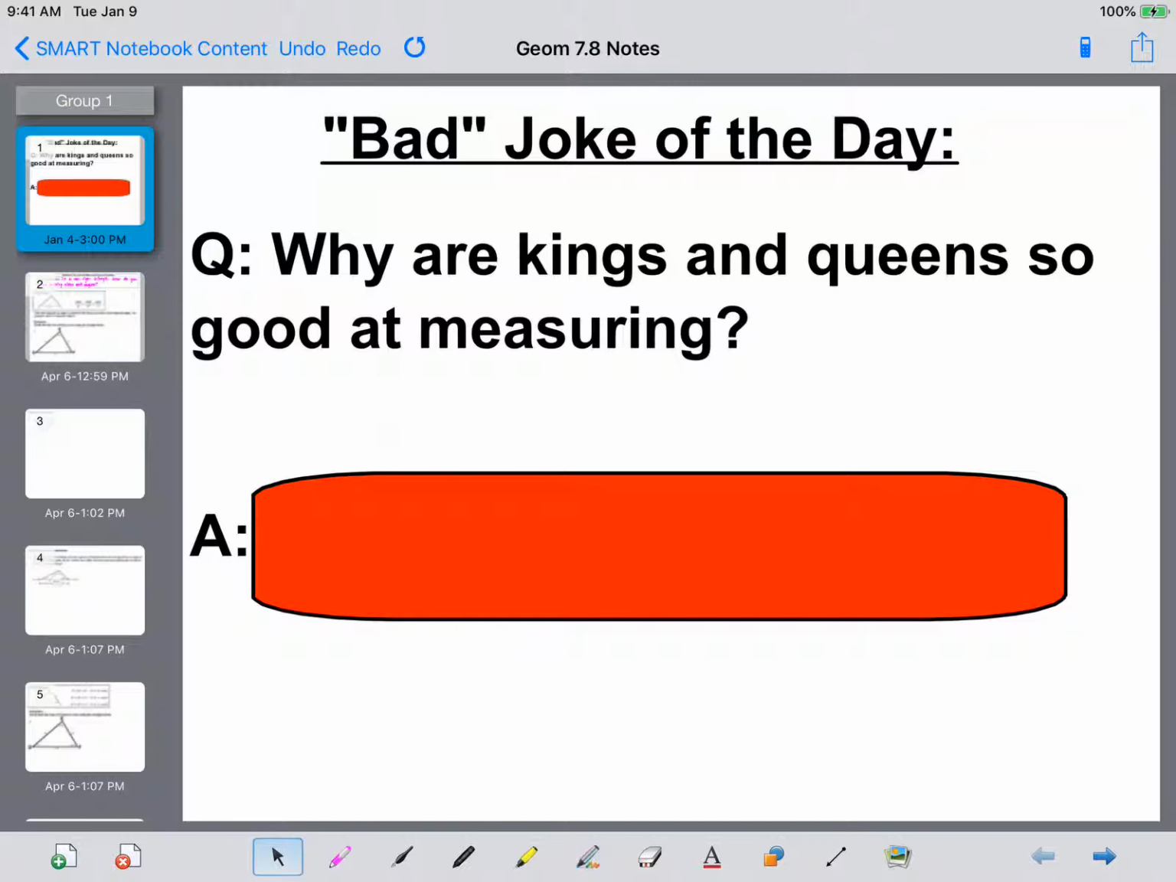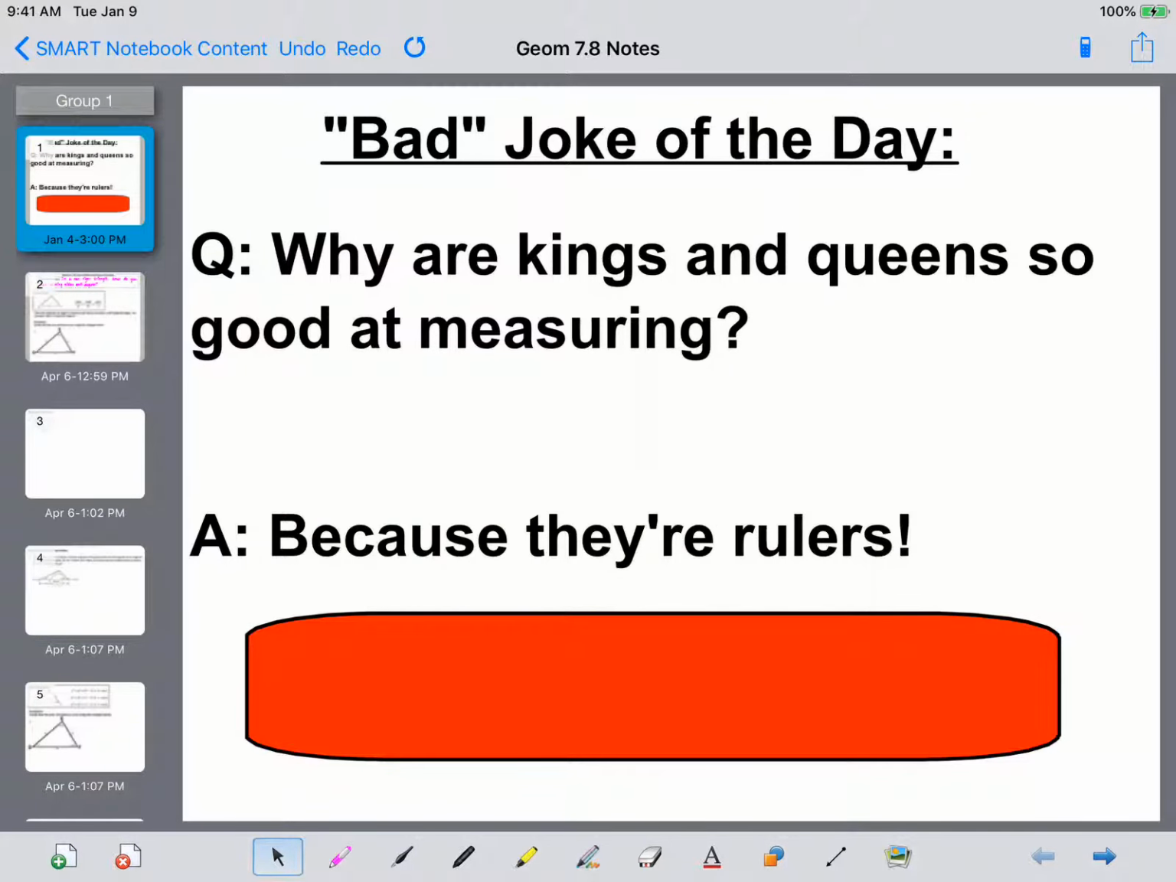Here is your bad joke of the day before we get into that. Why are kings and queens so good at measuring? Well, it's because they're rulers.